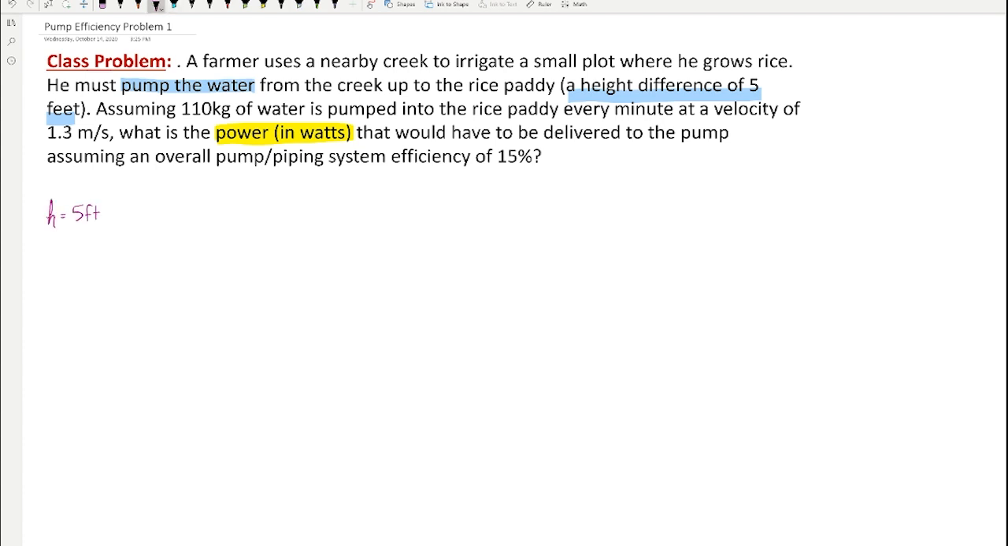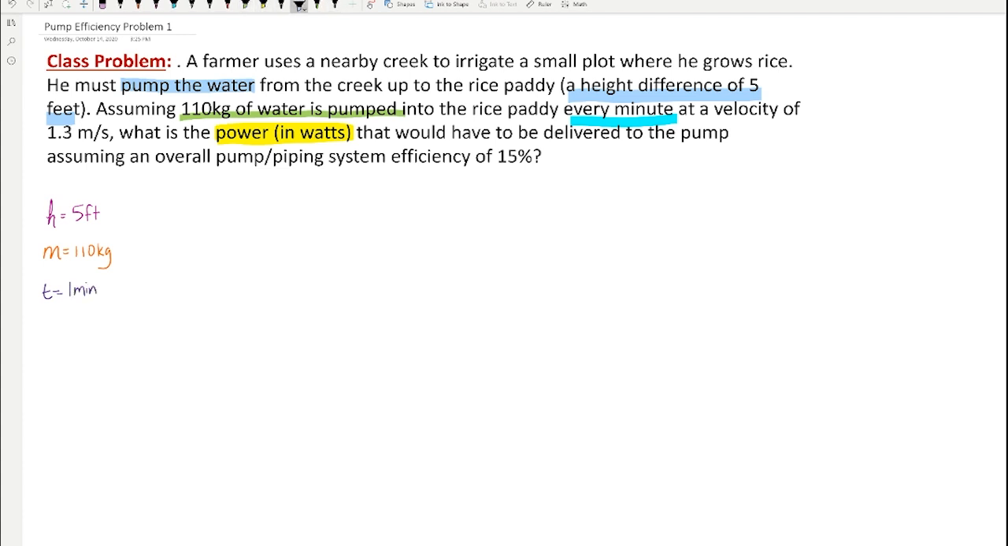I have a pump head of 5 feet. At this point I see 5 feet and I know that feet is not what I'm going to be working with. I want to change it into meters, but I'm going to keep writing down my known information before I start changing any units. The next number that I come across is that 110 kilograms of water is pumped into the rice paddy. That's my mass. Kilograms is a term of mass, so my mass is equal to 110 kilograms. And I also see that it's pumped every minute. That's my time, so time is equal to 1 minute.